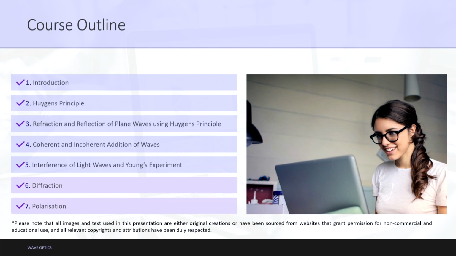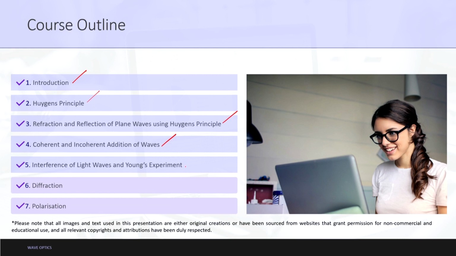So, a course outline. We started with the introduction concept of wave optics, moving on to the wavefront concept in Huygens principle. Then refraction and reflection laws were proved using the concept of wavefront and Huygens principle. The fourth was coherent and incoherent addition of waves, in which we understood the value of intensity being maximum for coherent addition and minimum for incoherent addition. A small concept of Doppler effect was also explained in this concept only.